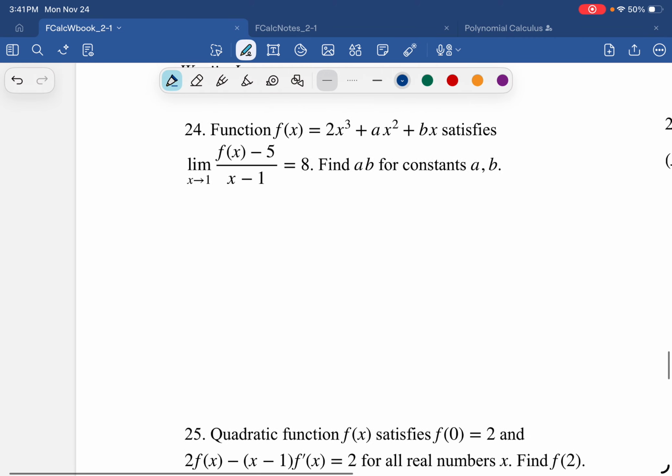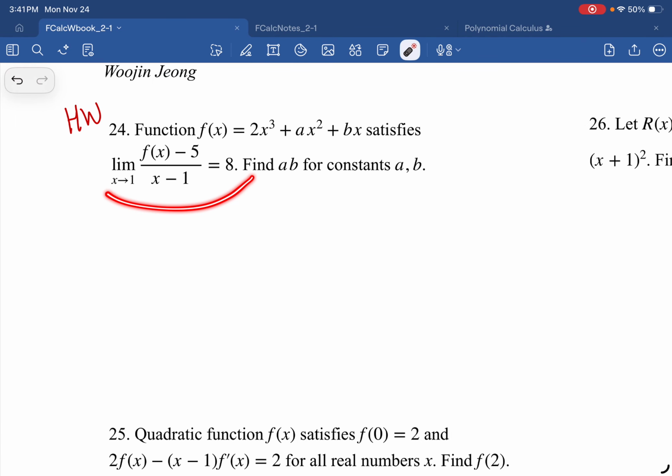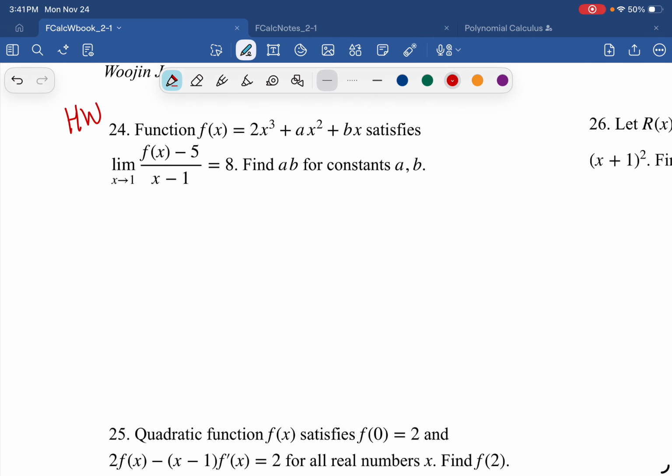Number 24. Okay, I think this is pretty straightforward enough, so I'll leave that as homework, right? If you have two unknowns, you should get two equations, and looking at this limit, you should be able to get two pieces of information out of it, right?